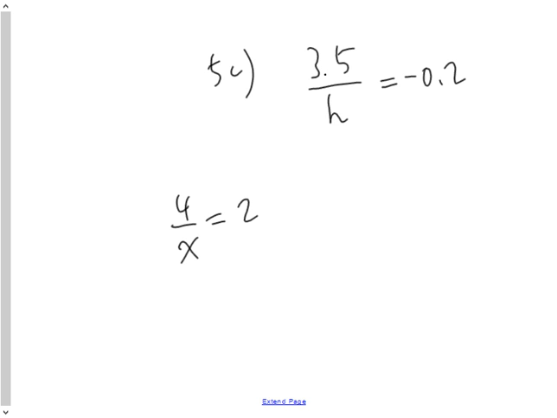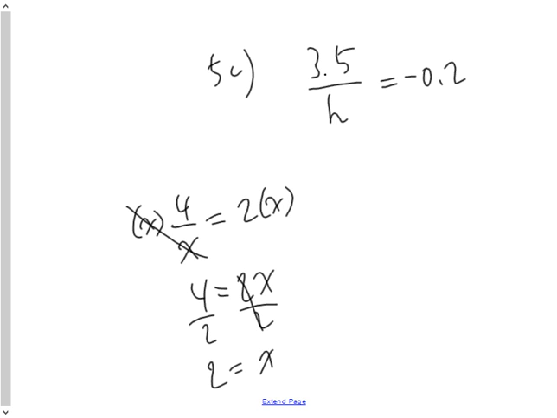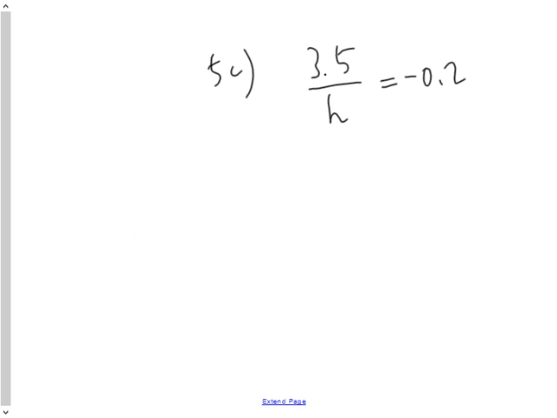5c says 3.5 divided by h is equal to negative 0.2. And again, I think we've said it many times before, in grade 8 you would have had something like this: 4 divided by x equals 2. The first thing you would have done is multiply both sides by x to get rid of that, so you would have 4 equals 2x. Divide both sides by 2, and x will equal 2. A variation of a grade 8 question. In grade 9, the only difference is you will have decimals here.